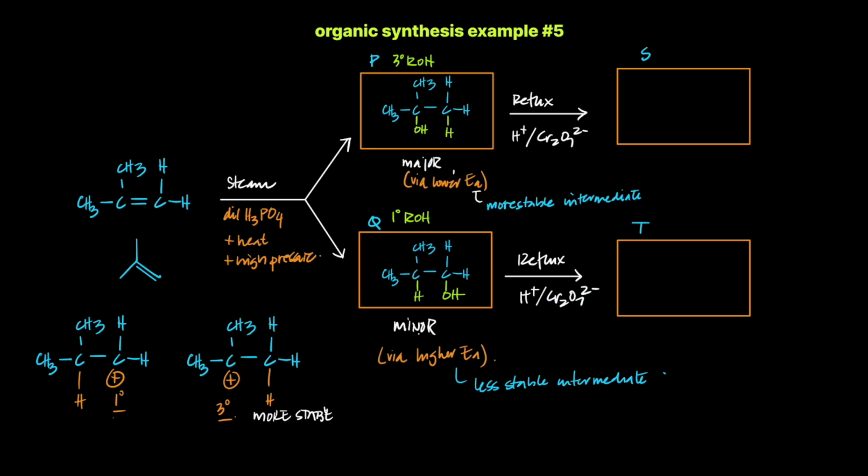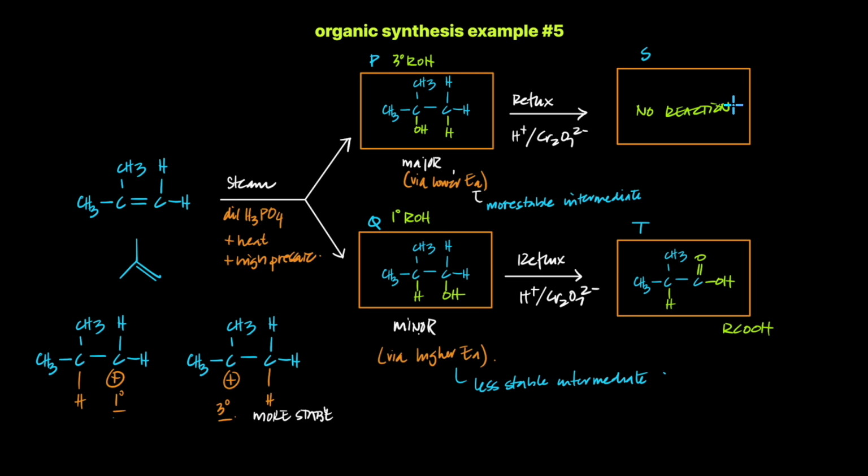When it goes to complete oxidation, you don't stop at the aldehyde because you're heating under reflux. So this carbon that's a primary alcohol will become a carboxylic acid, not an aldehyde. So now it becomes a carboxylic acid. That's the primary. And for the tertiary, there is no reaction here.